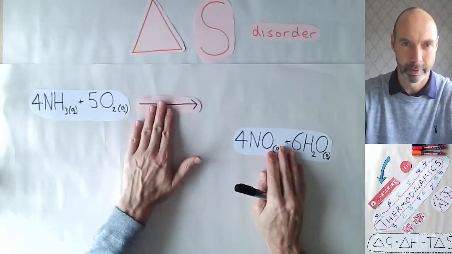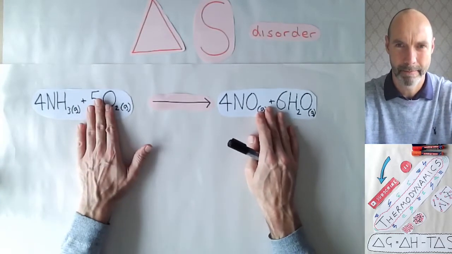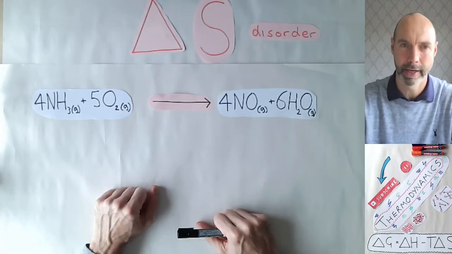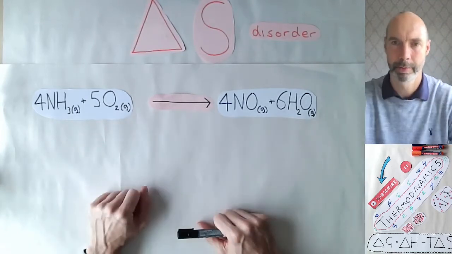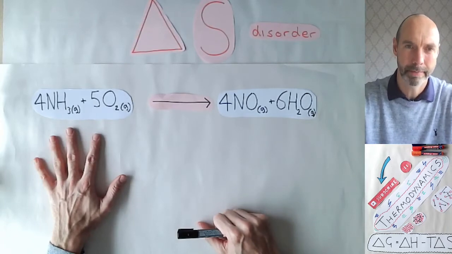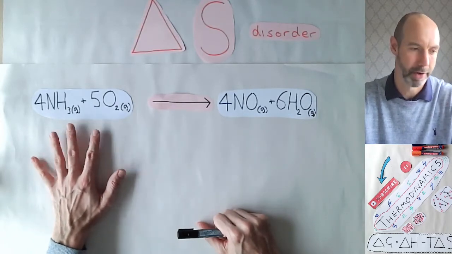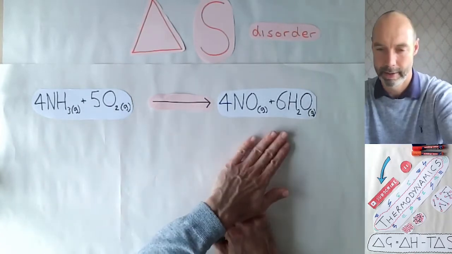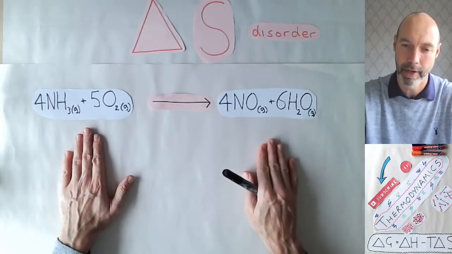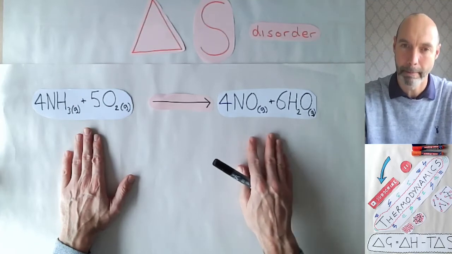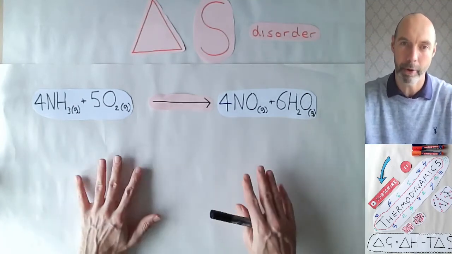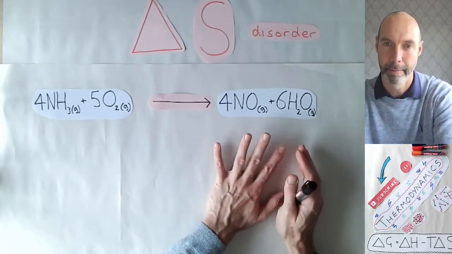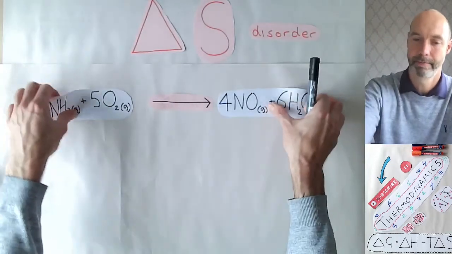Let's have a look at this one. So again, let's focus on state symbols. Now, all four are gases here. All four substances are gases. On the left-hand side, we've got 9 moles of gas, or 9 gas molecules. On the right, we've got 10. So we're going from 9 to 10. That's more gas molecules in the products. That's going to be more random or more disordered. So again, we are seeing a positive entropy change here because we are seeing an increase in disorder. The products are more disordered than the reactants.